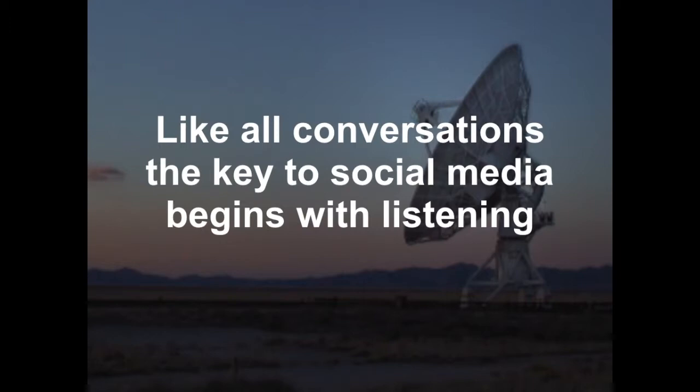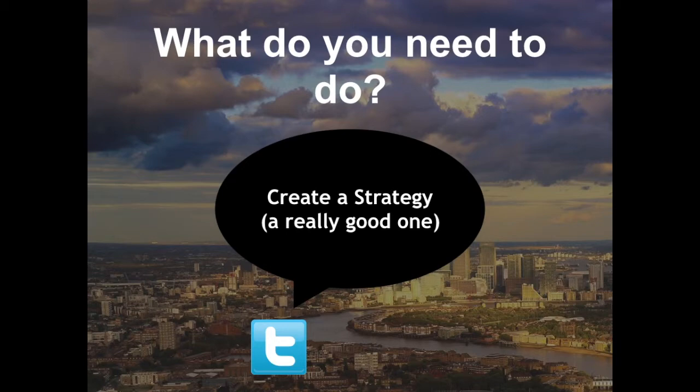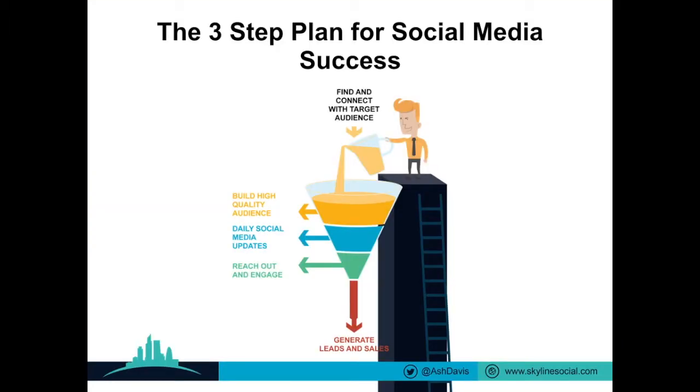And one of the reasons that so many companies and people don't really get any results from social media is because they don't actually have a strategy. They don't have a plan, a model that they can follow, which actually does get results, and a model that's been proven to get results. So right now, I'm going to show you our 3-step plan for social media success.